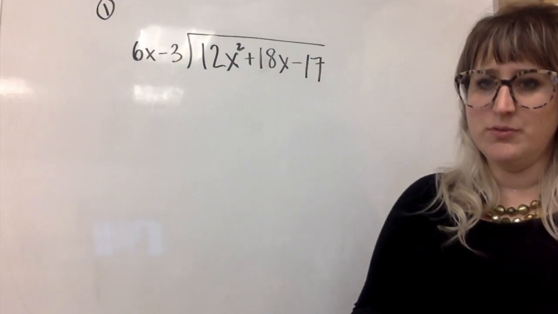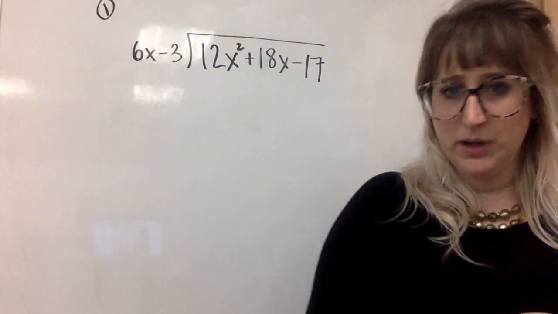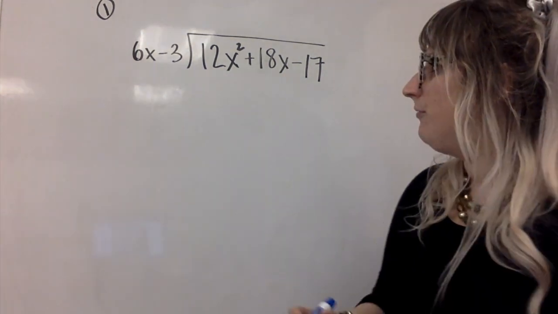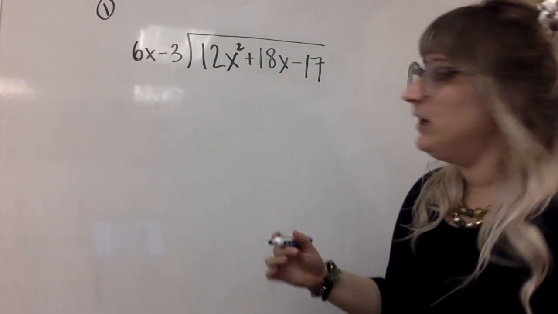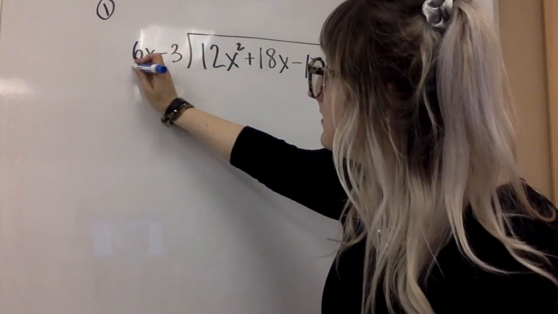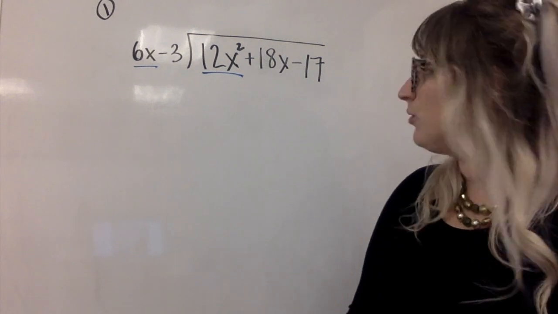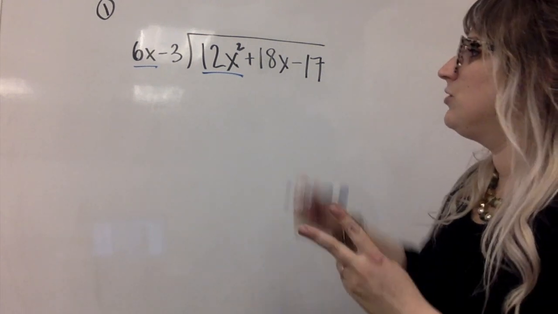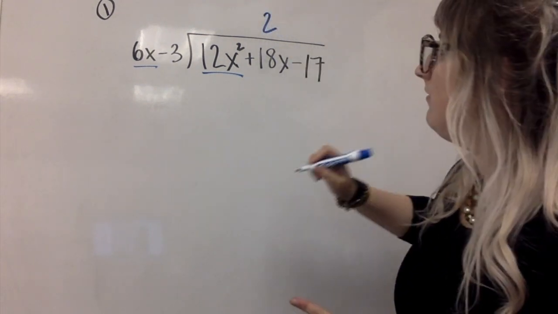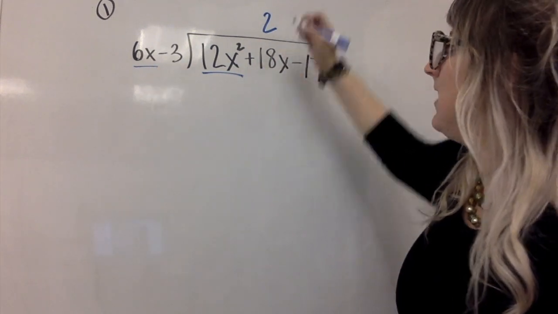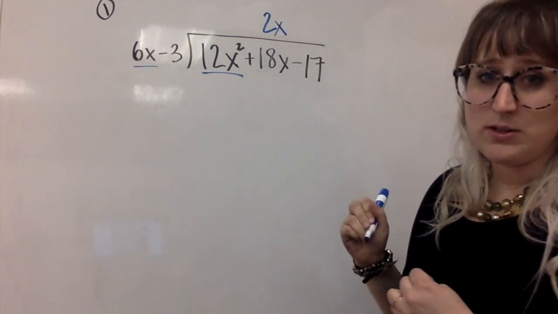What I want to do is we're going to do division of polynomials. So first we're going to start here with number 1. So I look at my 6x and I say, okay, how many times does 6x go into 12x squared? I know that 6x times 2 is 12, and I know that x times x is x squared.